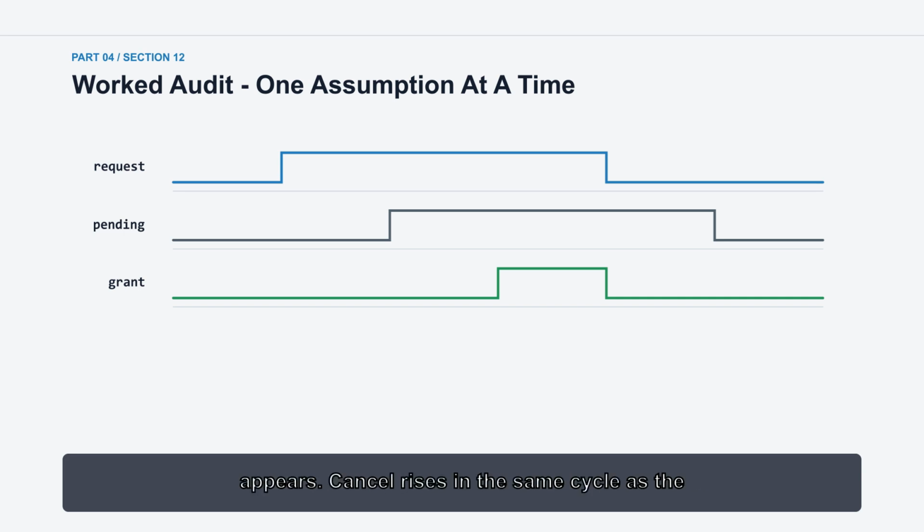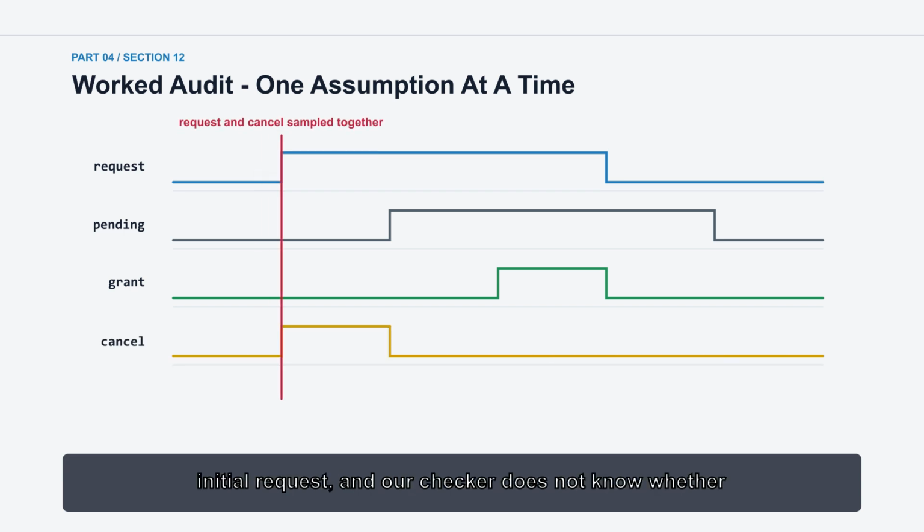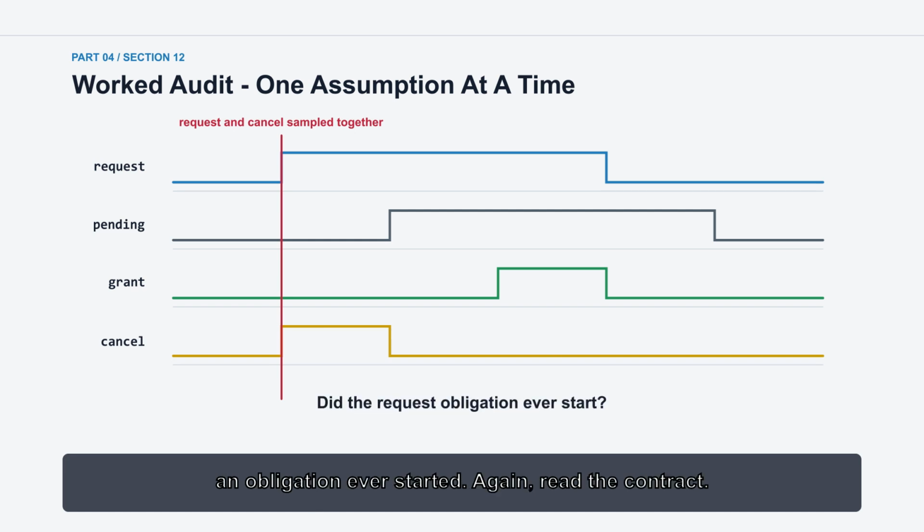Next, another failure appears. Cancel rises in the same cycle as the initial request, and our checker does not know whether an obligation ever started. Again, read the contract. In this stitching protocol, simultaneous initial request and cancel is illegal. We add exactly that environmental rule.